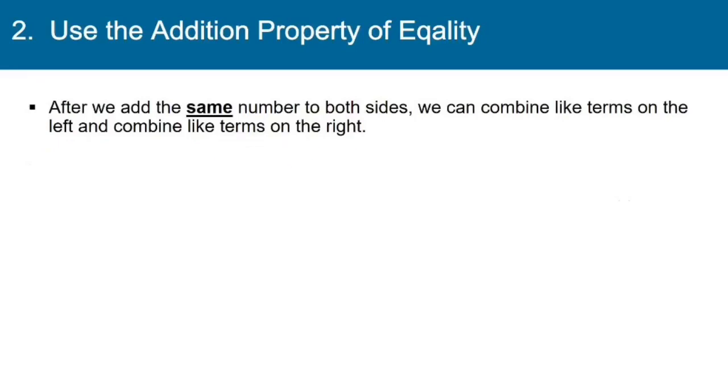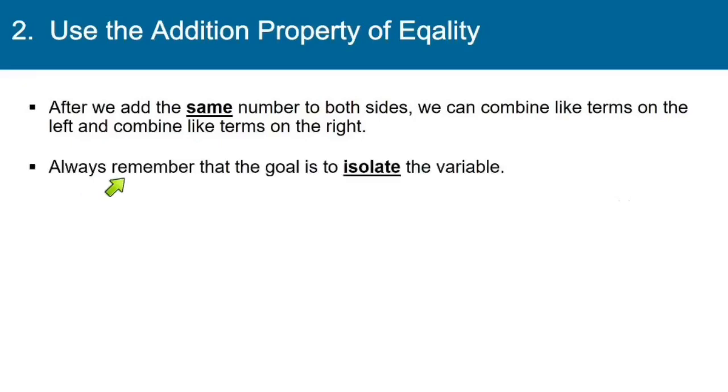Remember that the equal mark separates the two expressions from each other, so they're always treated separately. And the goal every single time is to isolate the variable. We want to get the variable by itself on one side of the equal mark.